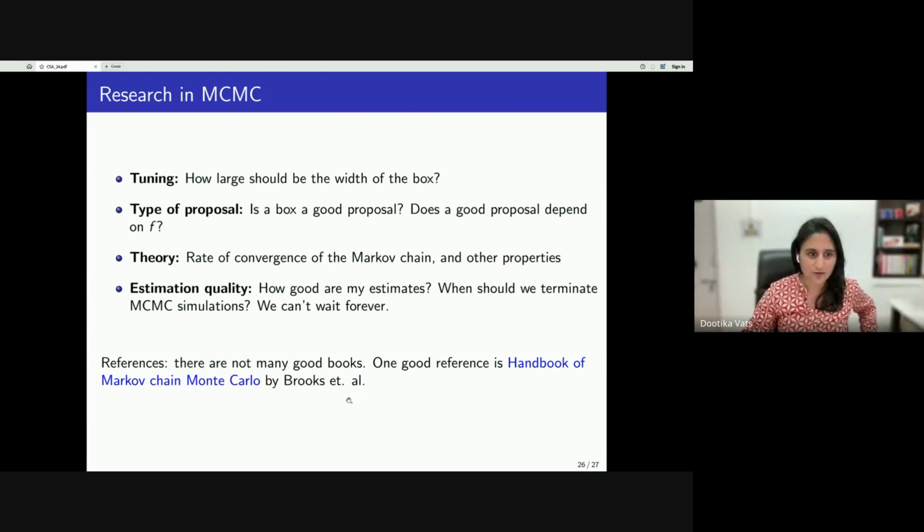I will end now by saying that unfortunately there are not many good introductory books on MCMC that find a balance between theory and practice. A good reference to understand where MCMC is used and what it is made up of is the Handbook of Markov Chain Monte Carlo by Brooks et al. This is a pretty good book, I would say.